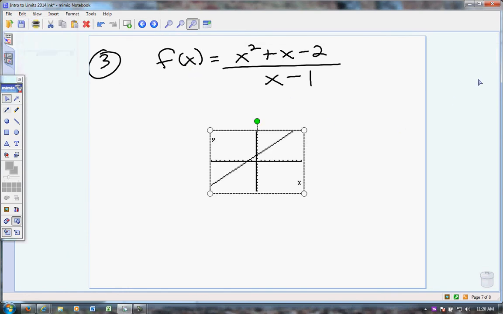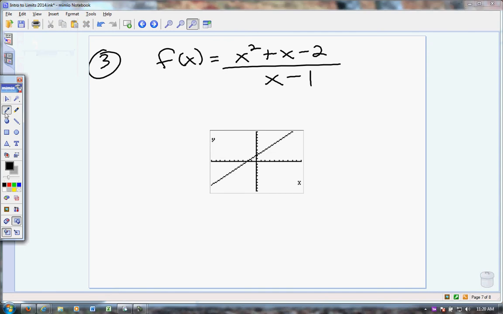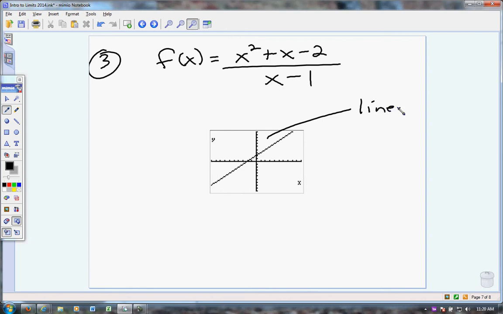It looks like a linear. Okay. There, I solved my little mistake. That looks like a linear that is going through 2, doesn't it? Now, that function doesn't look like a linear.